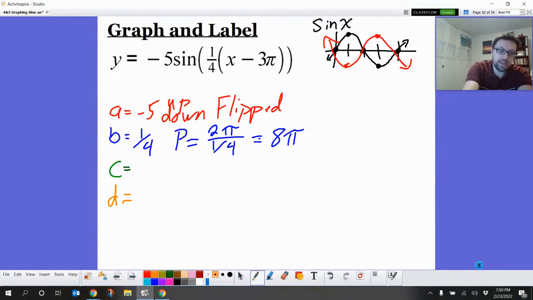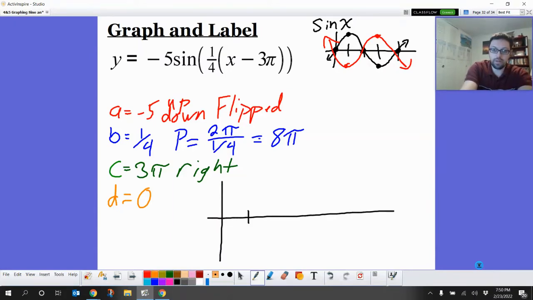Our C value is 3 pi. It is being subtracted, so that means it's got to go to the right. And our D value is 0, so we're not going to shift our sinusoidal axis at all. So here we go. 1, 2, 3, 4, 8 pi. Halfway point is going to be 4 pi. This one's going to be 2 pi.